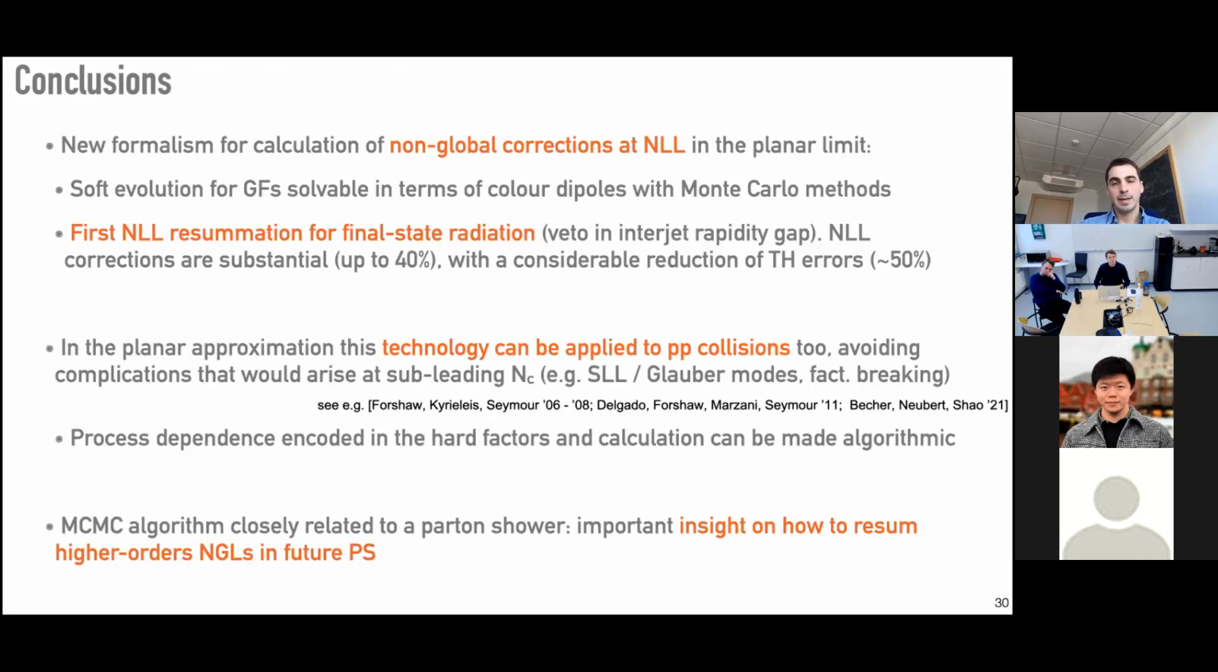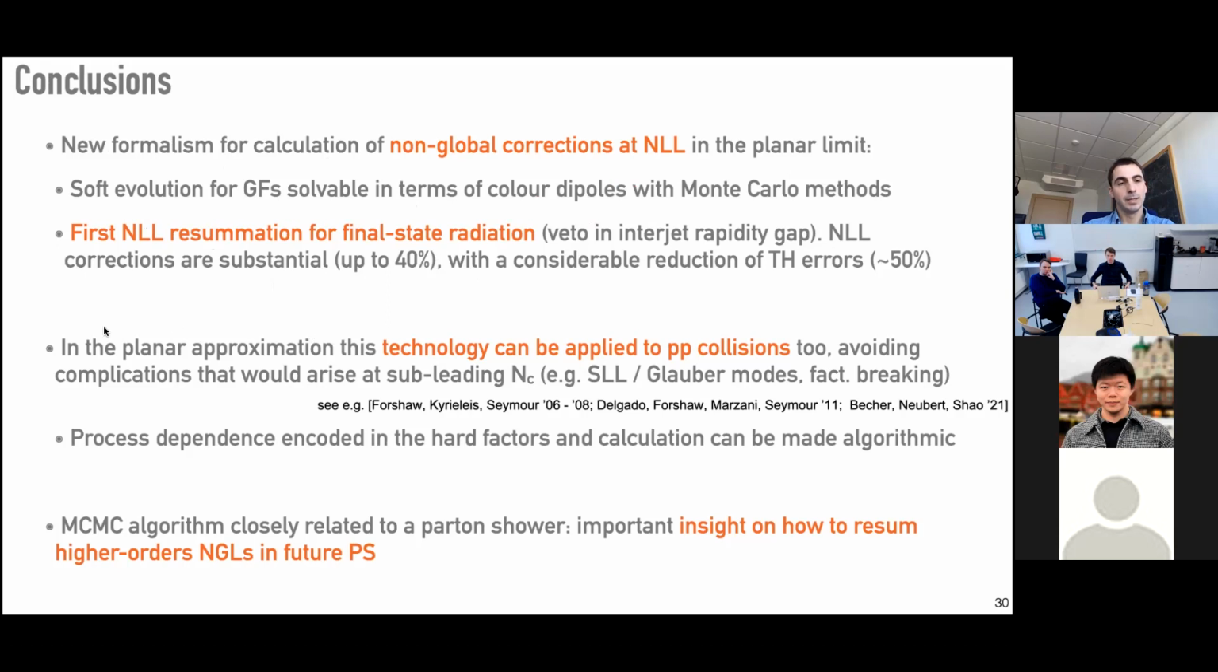So concluding, I presented the formulation of a new formalism for the calculation of non-global observables at next-to-leading log in the large-Nc limit. This is formulated in terms of soft generating functionals, where the evolution equation is solved in terms of a Monte Carlo algorithm. And this allowed us to obtain the first next-to-leading log resummation for final state radiation in e+e-, where we find that non-global corrections are indeed substantial at next-to-leading log, at the 40% level. And the inclusion of these corrections leads to a considerable reduction of theoretical uncertainty.